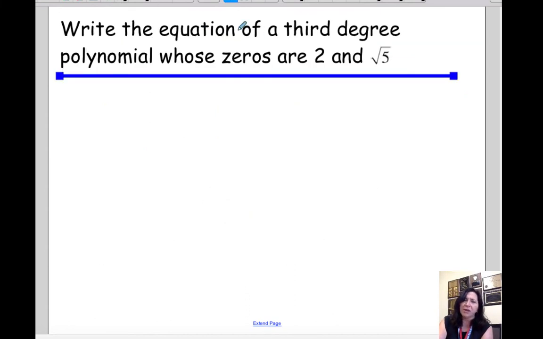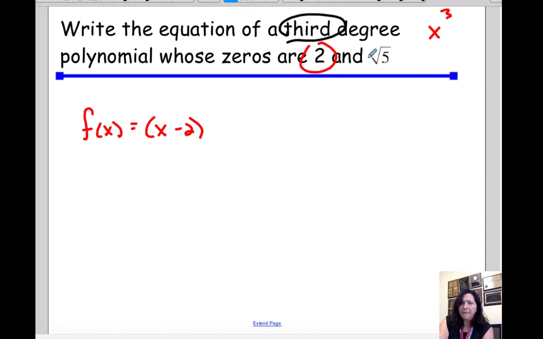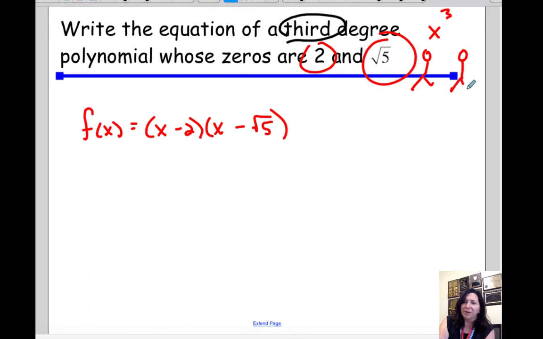The next question says, write the equation of a third degree polynomial whose zeros are 2 and root 5. It said it's a third degree, so that means it's a cubic, x to the third power. So f of x is equal to the first root, which is 2, so x minus 2. Then I have x minus the square root of 5. But remember, irrational roots and imaginary numbers come in pairs, right? Remember that slide with the hands holding pairs? So even though it's a minus here, this is going to be an x plus.